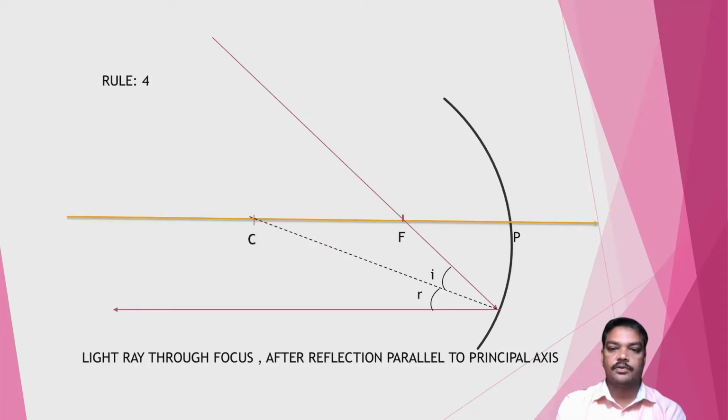Here is one more rule. A light ray that passes through the focus, after reflection, becomes parallel to the principal axis.